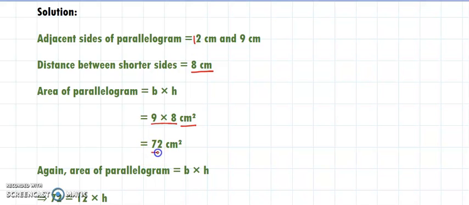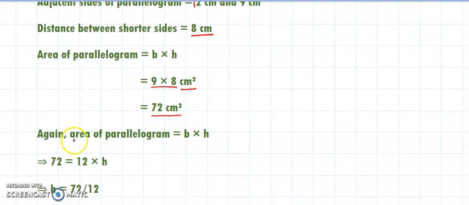So here is the area of the parallelogram we have obtained. The area of the parallelogram will never get changed, so it will remain the same. Now again we are finding out the area of the parallelogram and putting the formula as base into height.